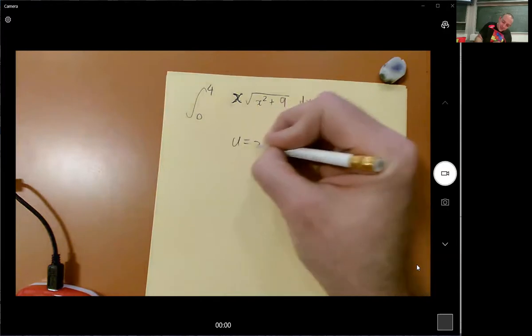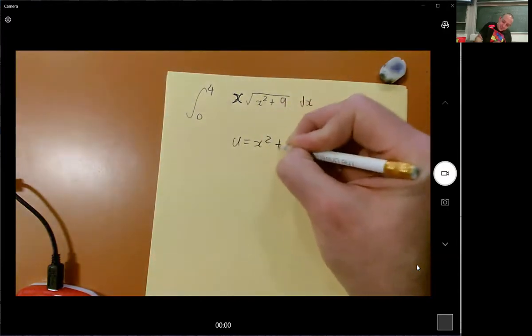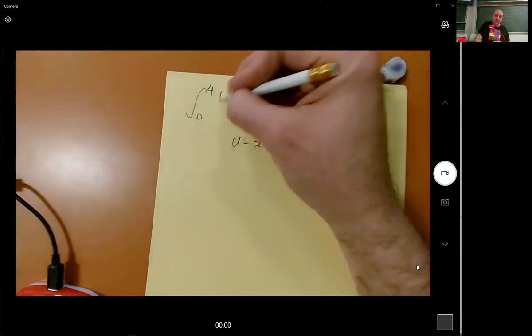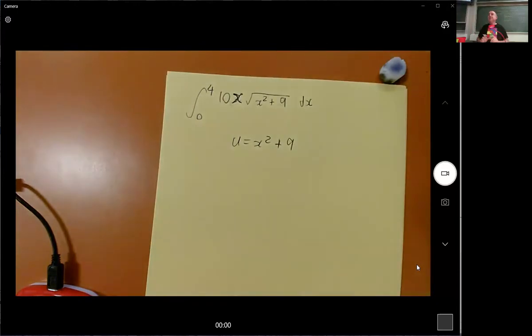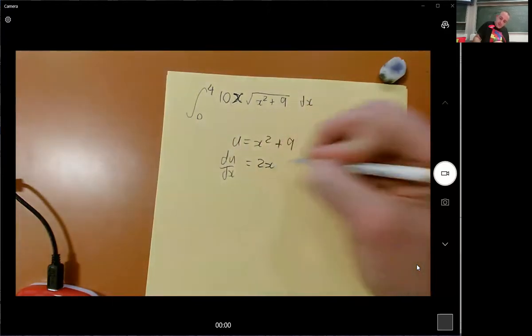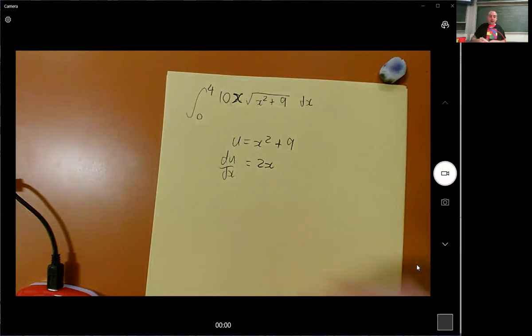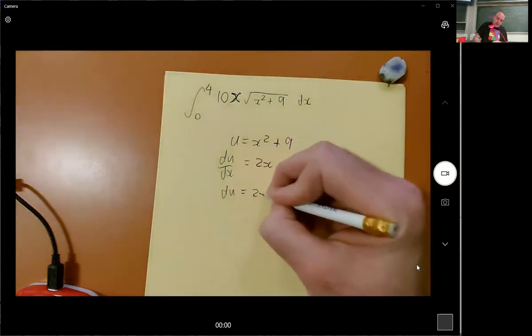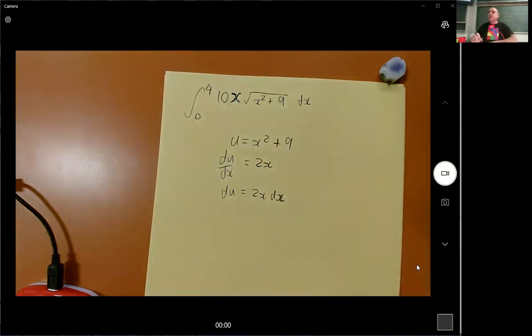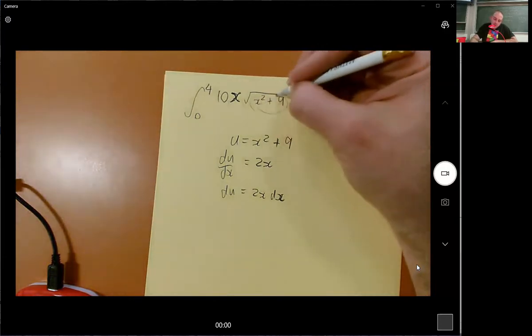So u is x squared plus 9. And just a second. I'm going to put a 10 there. Just want to make it even harder. Okay, so du on dx is 2x. That's fine. And then du is 2x dx. So I have committed to doing this x squared plus 9. It's not too late to change it. I can always cross it out and go back, but it's working. So this bit is u, so that's good.